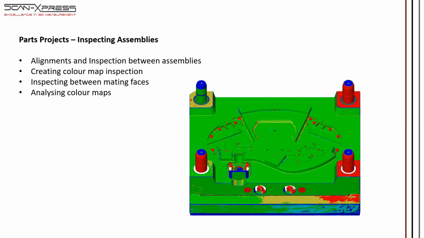Thanks Josh for the explanation of the inspection templates. Now we're going back to Ben, who will be working with the scan data from a plastic injection mold tool. This tool produces the part that we saw when Ben went through GD&T inspection earlier. This time, however, we're going to be looking at inspecting assemblies and how the software can inspect not only back to the CAD models, but can be used for inter-part inspection, including distances between mating faces.